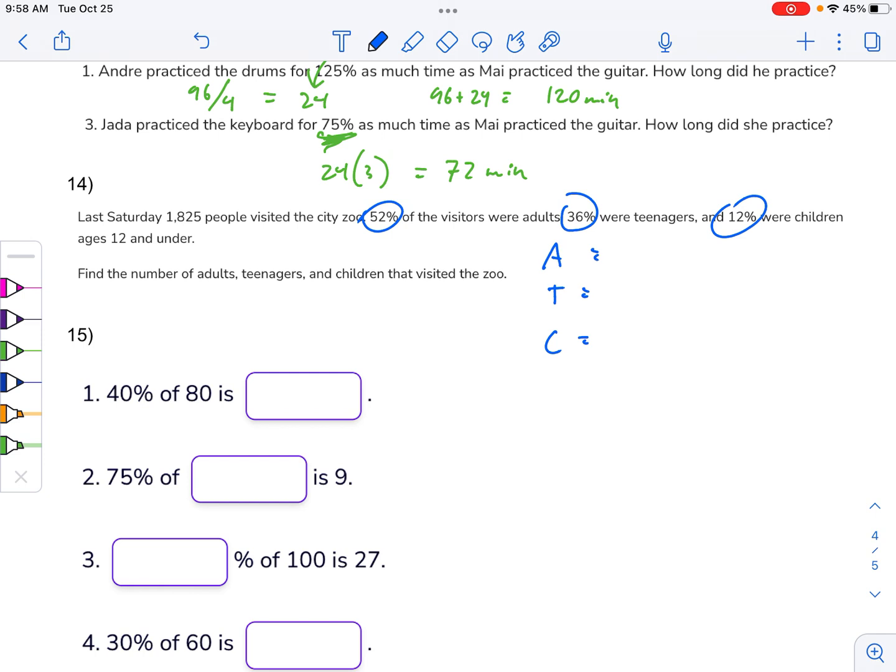I could also take the 52% and turn it into a decimal, which is 0.52. I could take 36% and turn it into the decimal, 0.36. And I can take 12% and turn it into a decimal, which is 0.12. And I just do some multiplying. So 52% of 1,825 is 949 people.